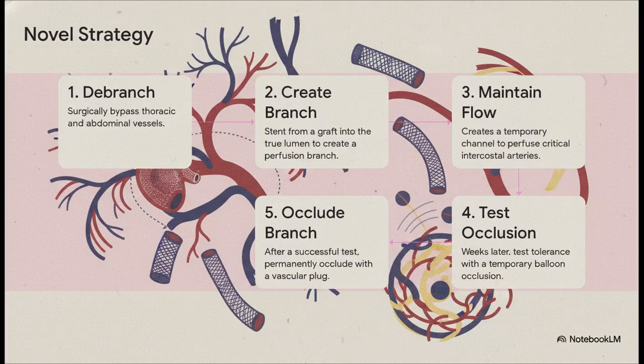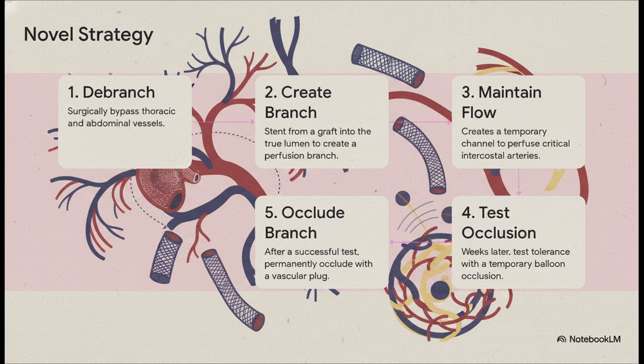And this was their incredibly elegant solution. Let's walk through it because it's brilliant. First, over several stages, they surgically created bypasses to all of her main abdominal and thoracic vessels. Then came the masterstroke. They created what they called a perfusion branch. They actually went backwards from one of the new grafts through her celiac artery and threaded stents into that compressed true lumen. This step is the whole key.